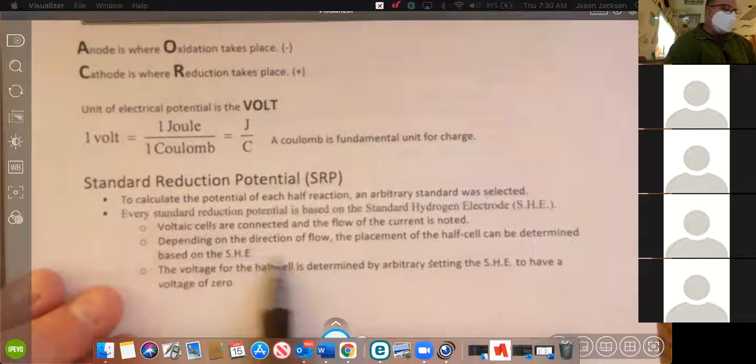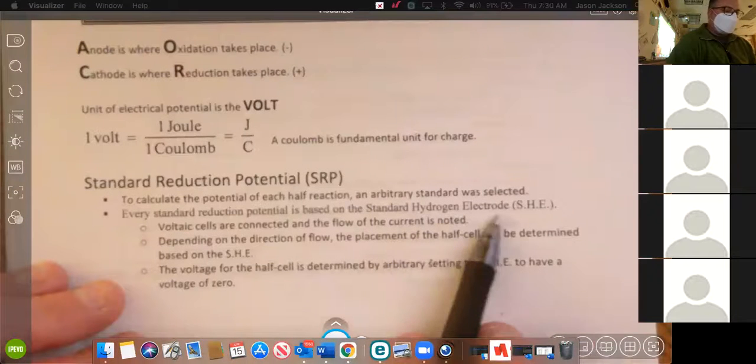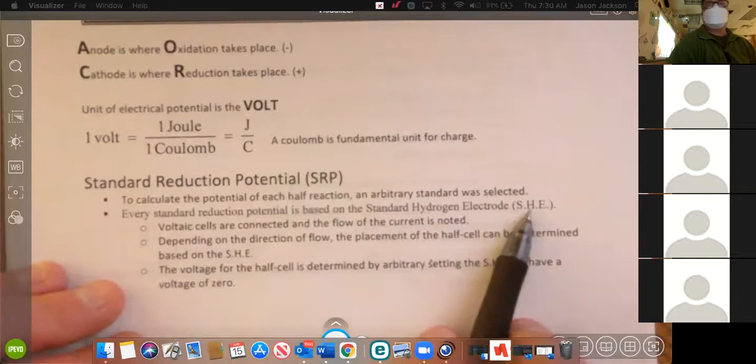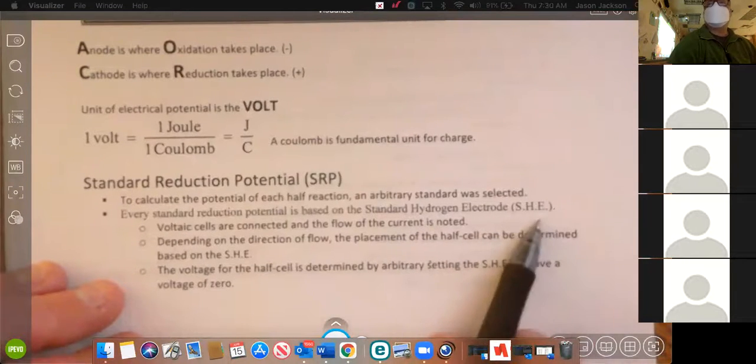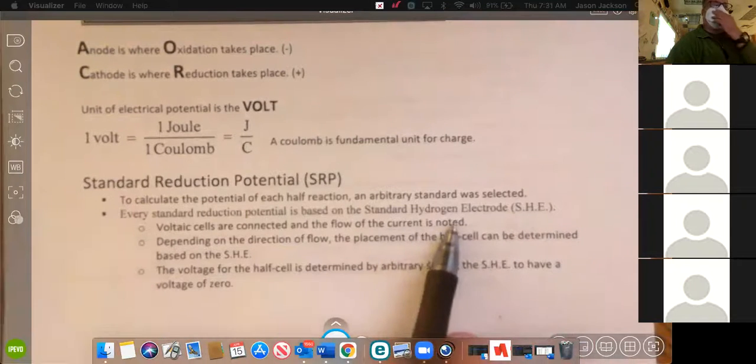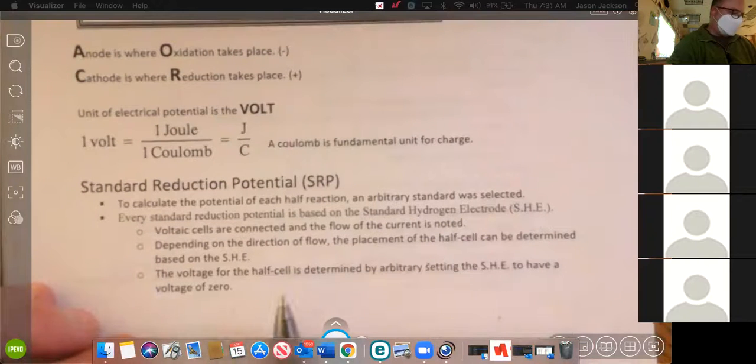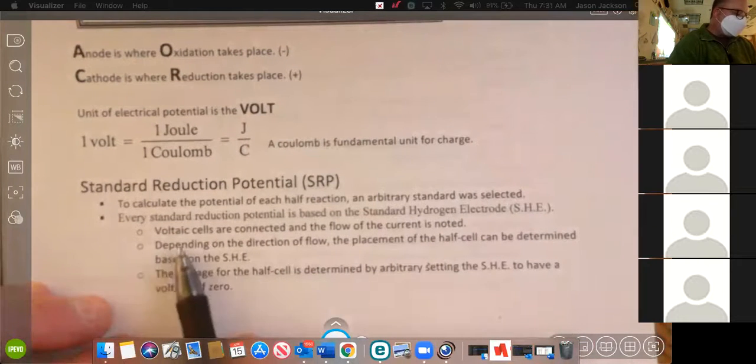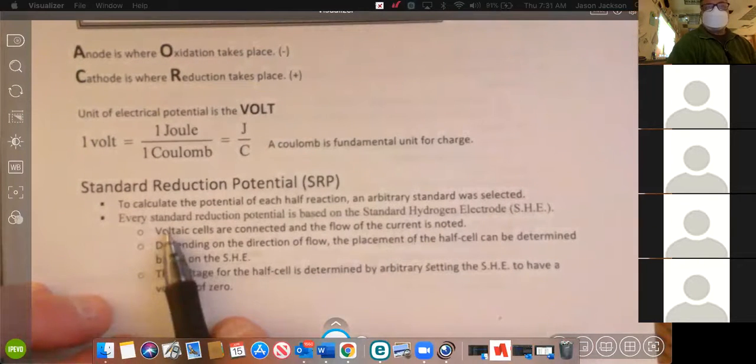So they based all of these off of a standard hydrogen electrode. I'd never seen that before until I was reading recently. The standard hydrogen electrode, I thought it was funny. I don't know if that helps you remember it or anything, but I put it in there. So all of those are based on it.